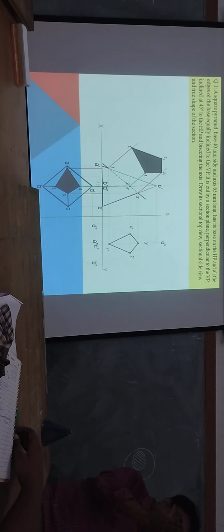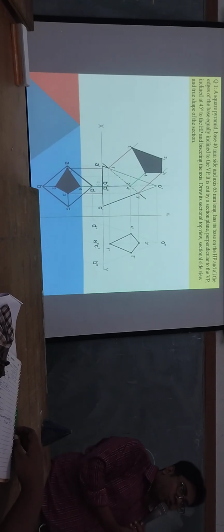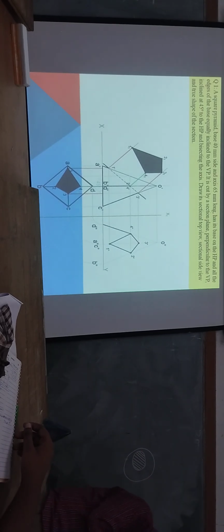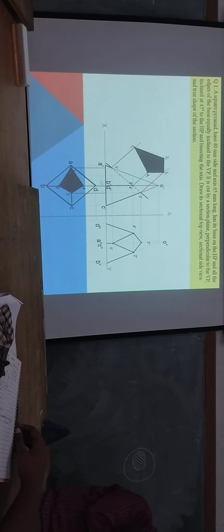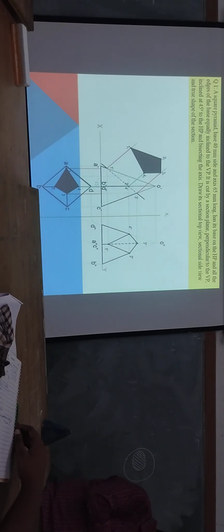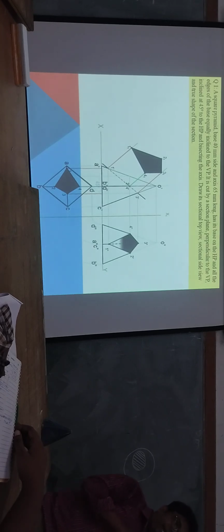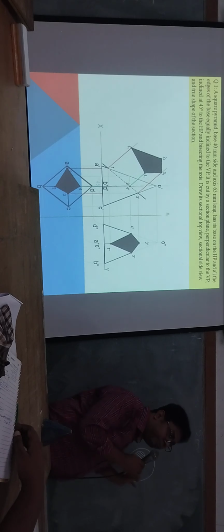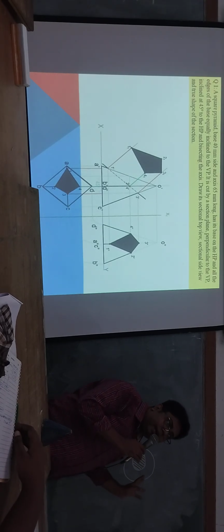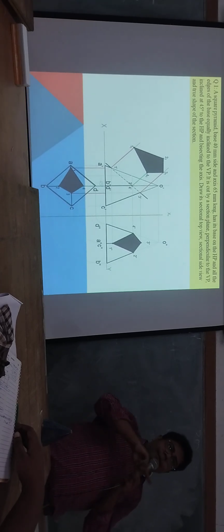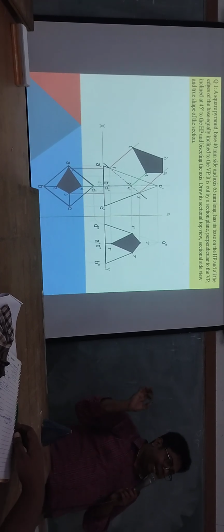Please try to understand. After cutting the square pyramid, you will get this shape in side view. Don't give the hatch lines in this type. Hatch line will be this type. Okay? So this is the first problem I have shown you. If you have any doubt, please clear your doubt, tell me.